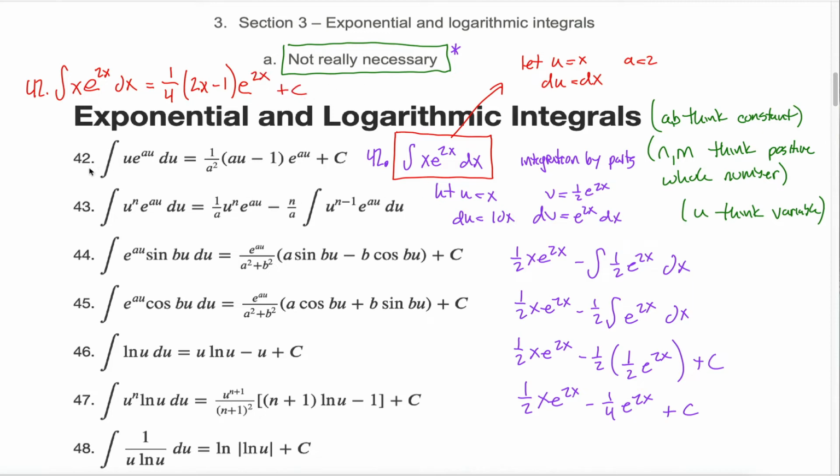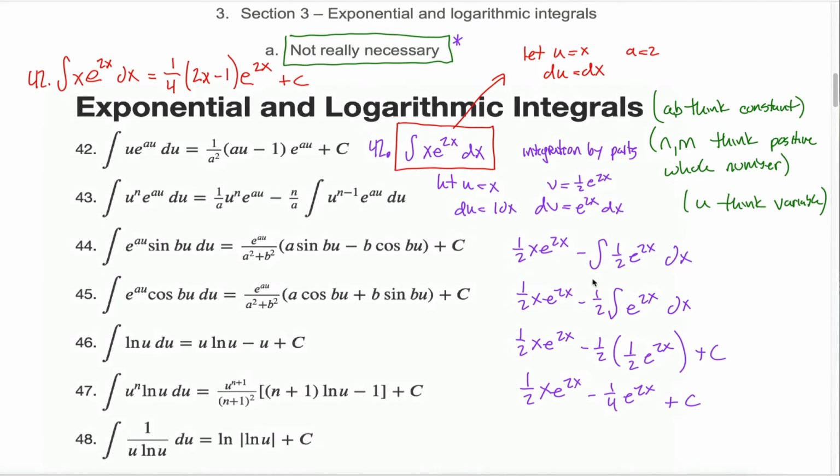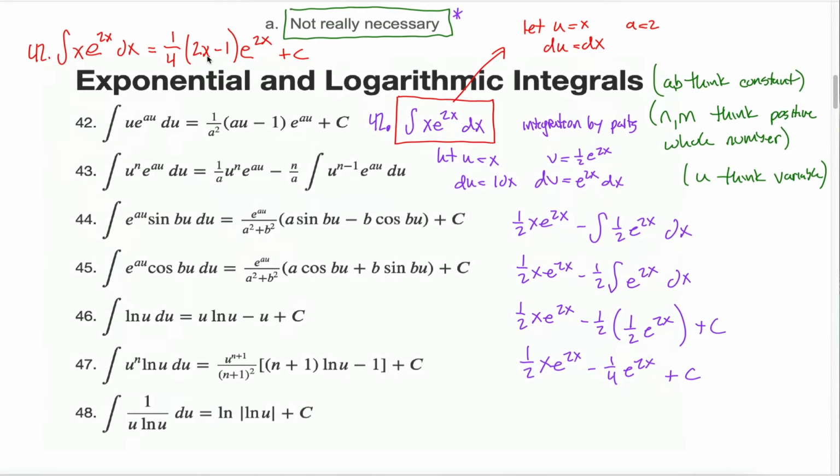What 42 is doing here is saying if you don't want to use integration by parts, just plug in all the different numbers and this is the answer. And you might be like, wait a minute, that's the answer? That's not what it looks like down here. Well, I think they're equivalent.